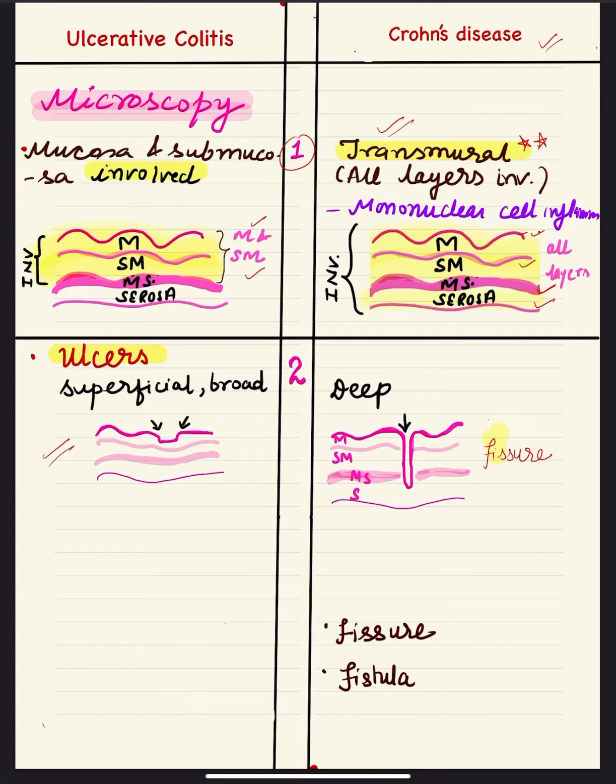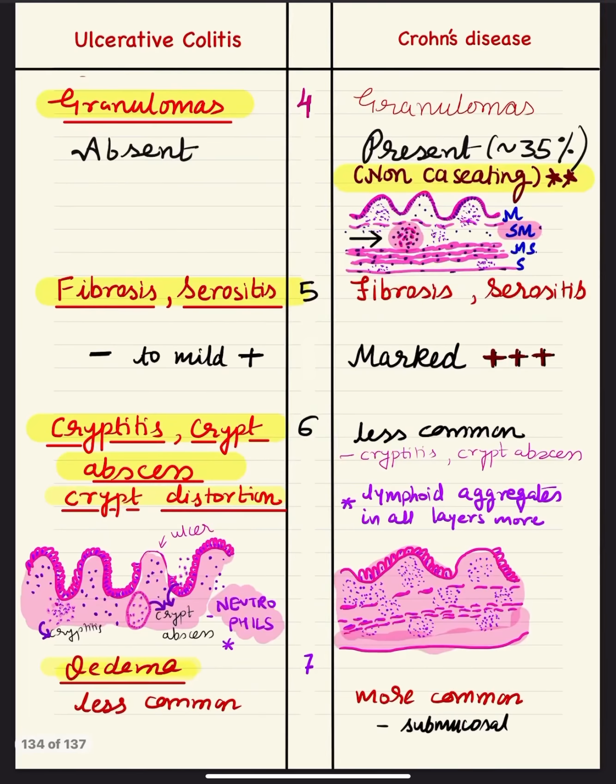The ulcers, as I already told you, we will see in microscopy which layers they involve. In ulcerative colitis, they are superficial, seen in the mucosa and submucosa. In Crohn's disease, these ulcers are very deep, knife-like, and when they are deep, they are known as fissures. Ulcers, when they become deep, are called fissures, and then if they go further down, they can perforate the serosa and communicate with other bowel loops. It forms a fistula. So fistulas are more common in Crohn's disease.